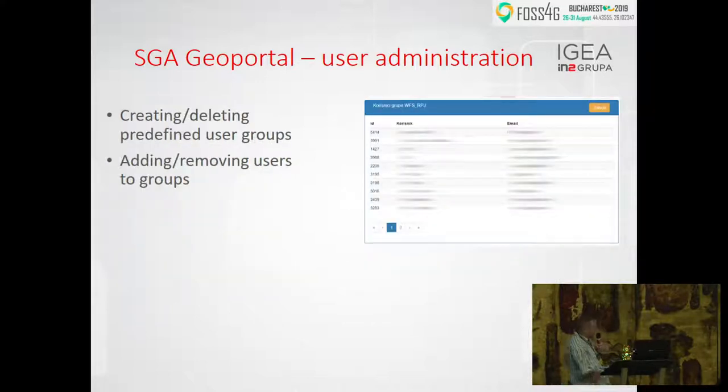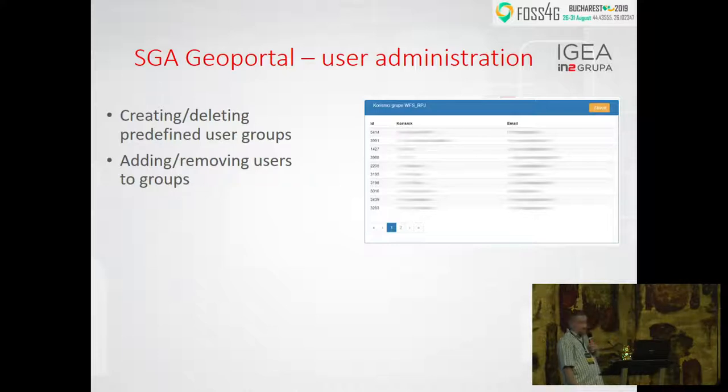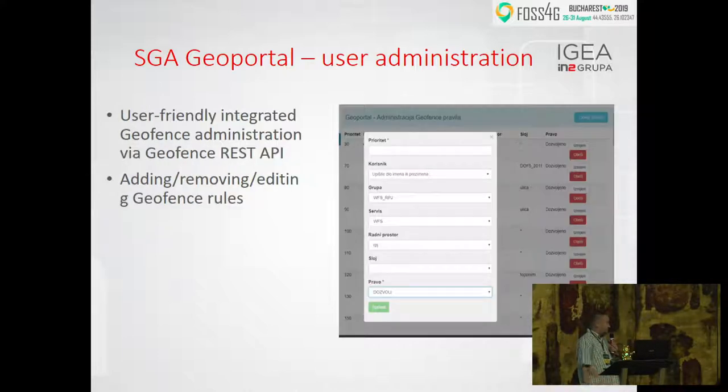Here usernames are blurred because of GDPR. So here the administrator can create some predefined groups and add or remove users to a certain group. This means that it is quite easy to manage access for some of the data sets. In fact, this is a user-friendly integrated Geofence administration via Geofence REST API, where the administrator can add, remove, or edit Geofence rules. And in the slide before, he can add a user to this certain group. So, for example, if you want to give WFS access to some of your data set, you will create a group for this, and then just click and add the users that you want to this group.